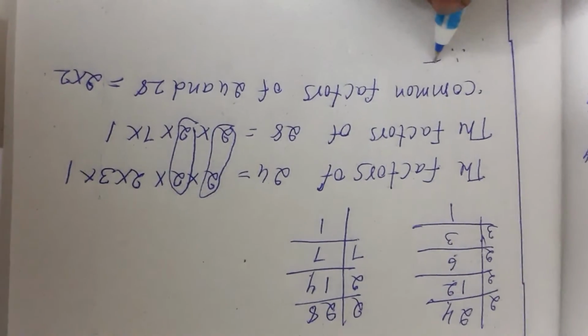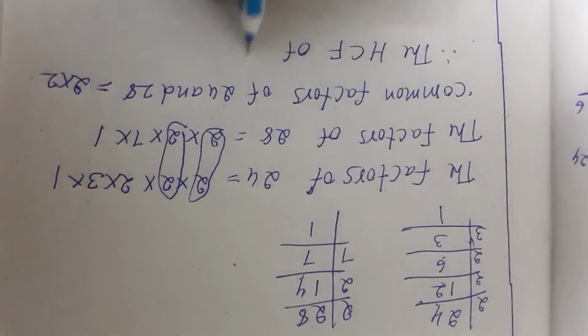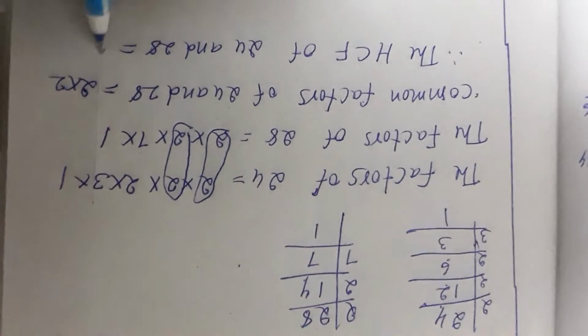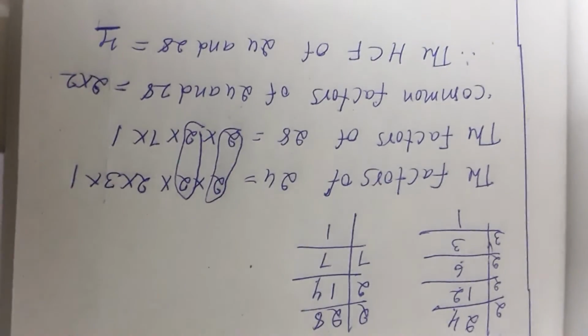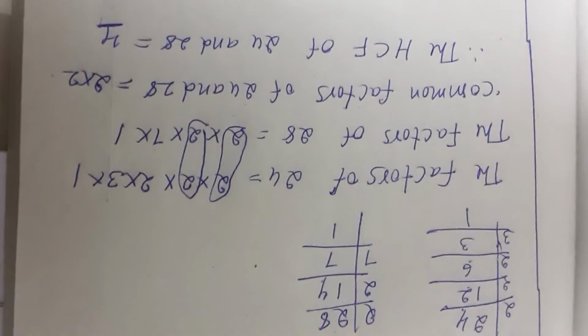Therefore, the HCF of 24 and 28 is equal to 4. Okay, this is the prime factorization method for finding HCF. One more question.